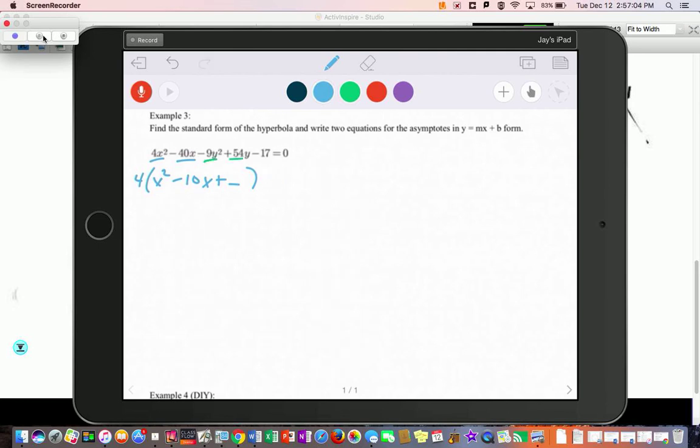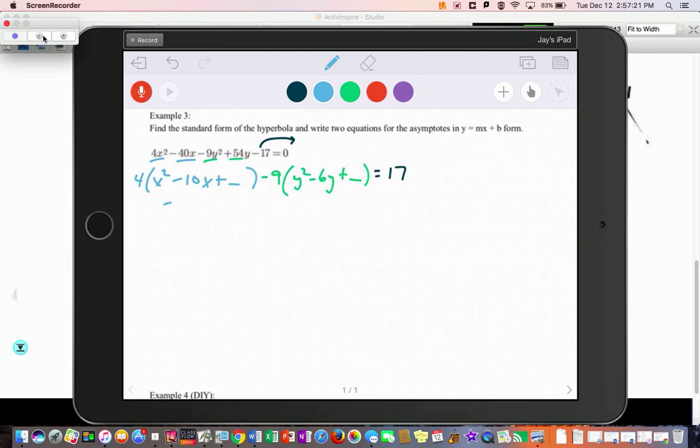So here are my y values. So I'm going to pull the -9 out. And I'm left with y squared. 54 divided by -9 is -6. And then we have 17 just goes to that side.